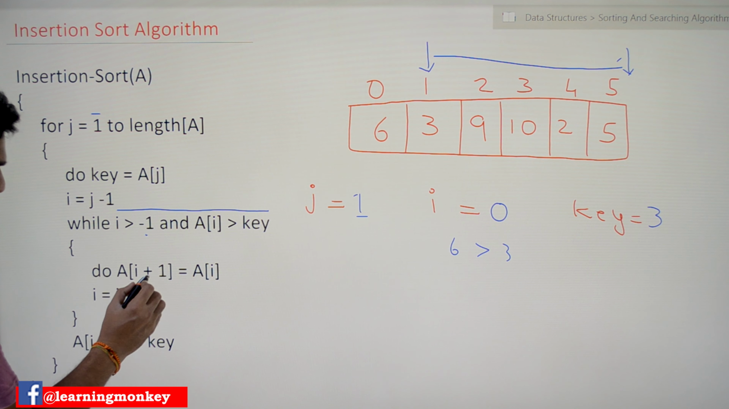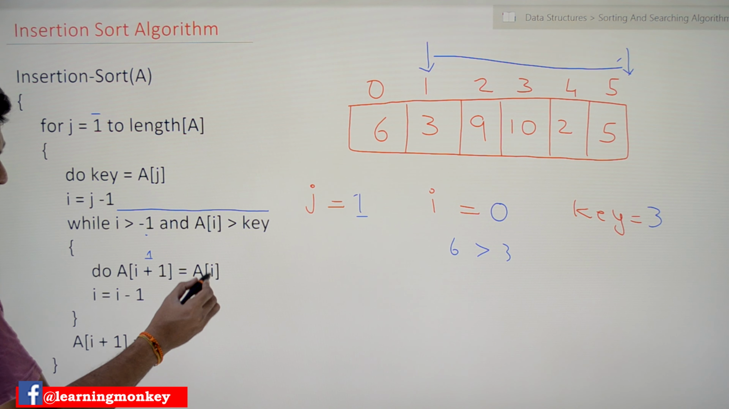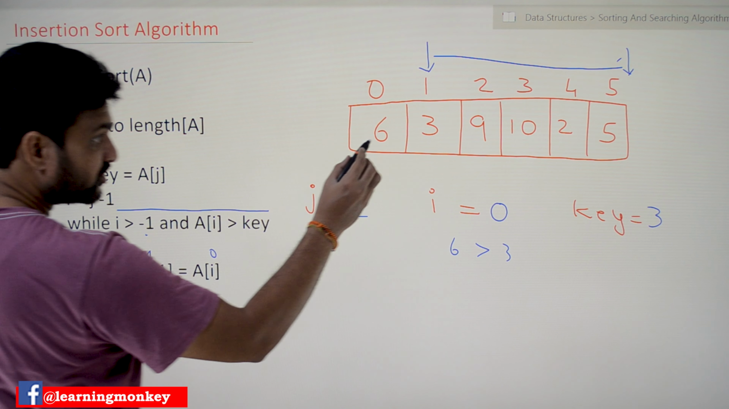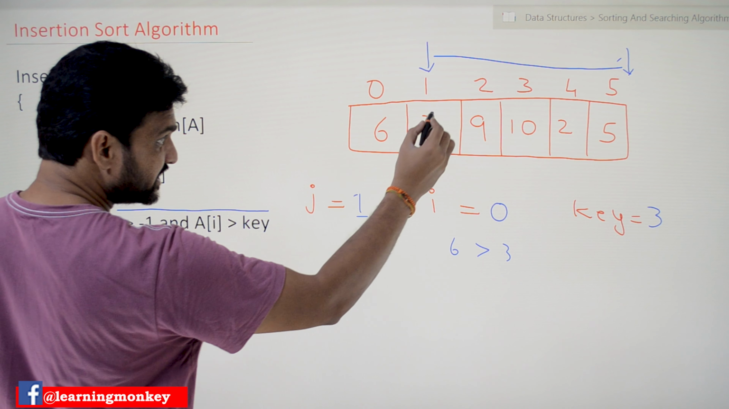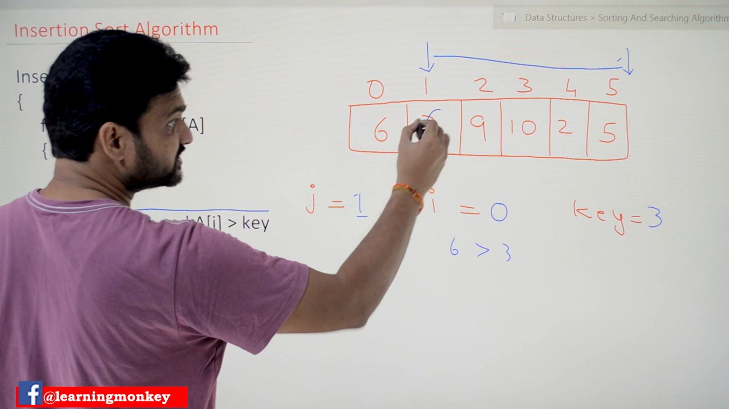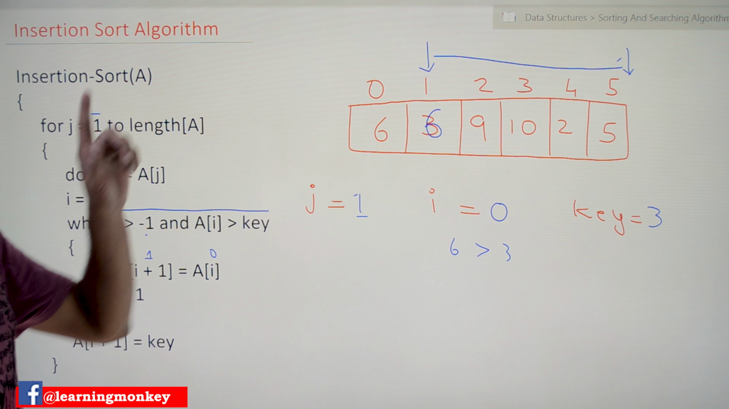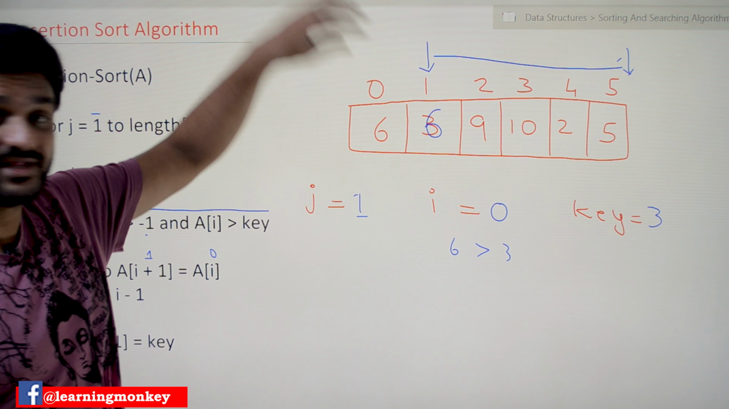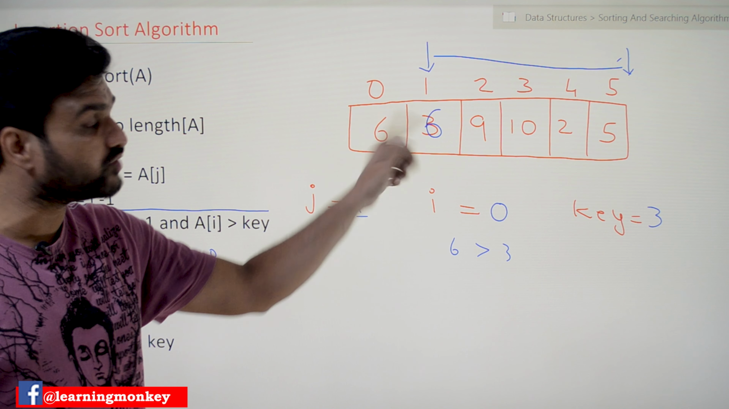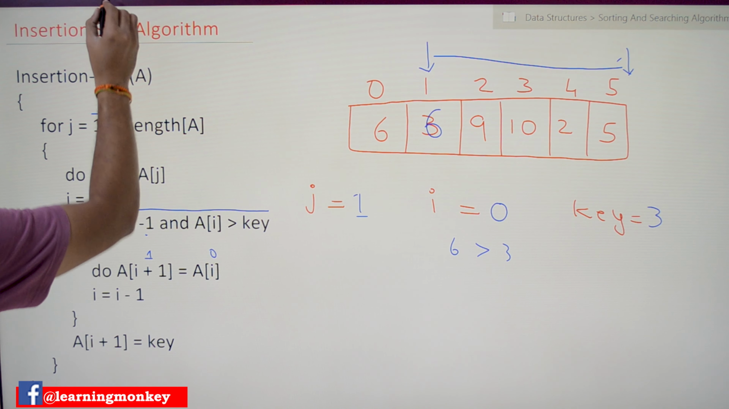A of I plus 1 means it is going to be 1. A of 1 is equal to A of I. A of I is 0 in this case. So A of I plus 1, in this place, we have to shift it, we have to overwrite with 6. In the discussion we removed it for visualization, but here we are going to overwrite.